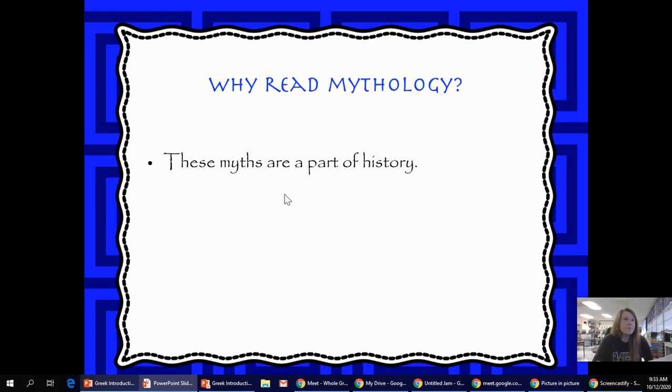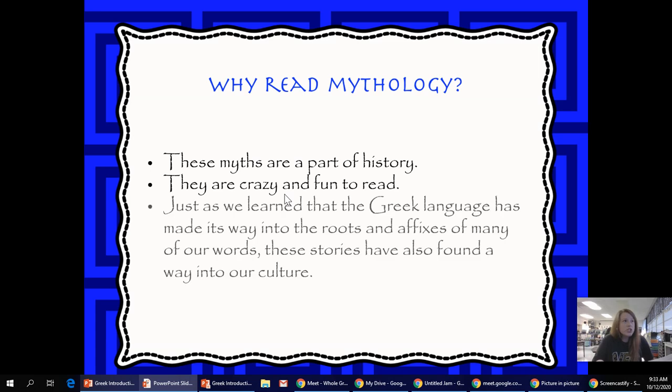All right, why read mythology? These myths are part of history. They are crazy and fun to read. Just as we learned that the Greek language has made its way to the, well, we haven't really talked about Greek roots and suffixes, we will later. Okay, these stories have also found a way into our culture. So we use these myths even though we don't realize they're myths.